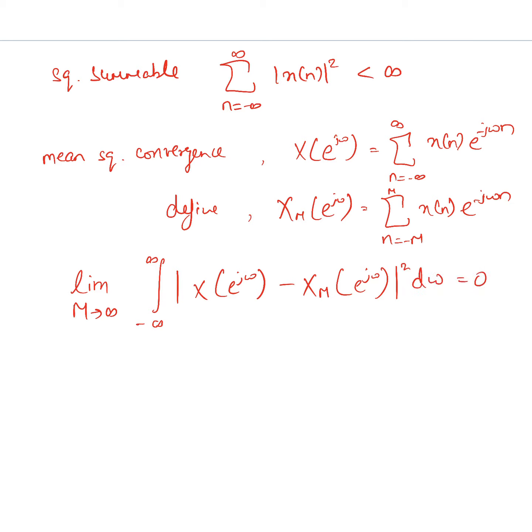So this is what we want now: the square difference of x and x_m, as m tends to infinity, the integral from minus infinity to infinity over omega, should be equal to 0. So what does this mean? The error term inside, that is X(e^{jω}) minus X_m(e^{jω}), may not approach 0 at each value of omega as m tends to infinity, but the total energy in the error does.